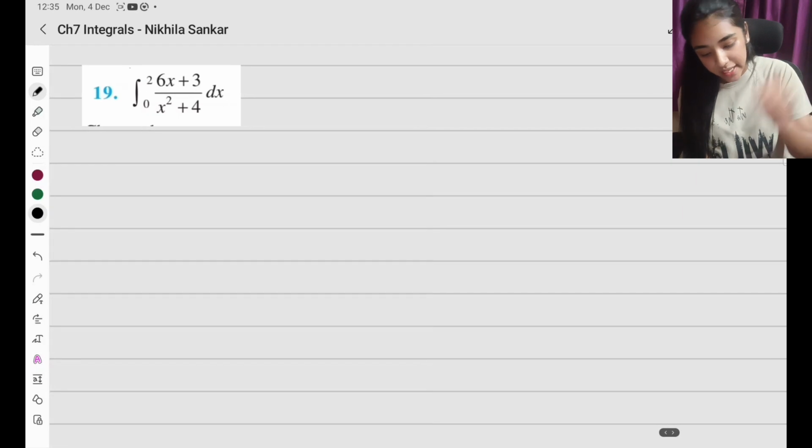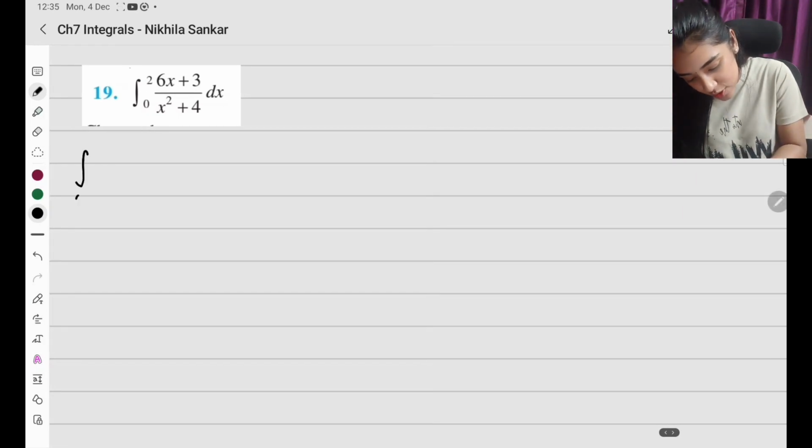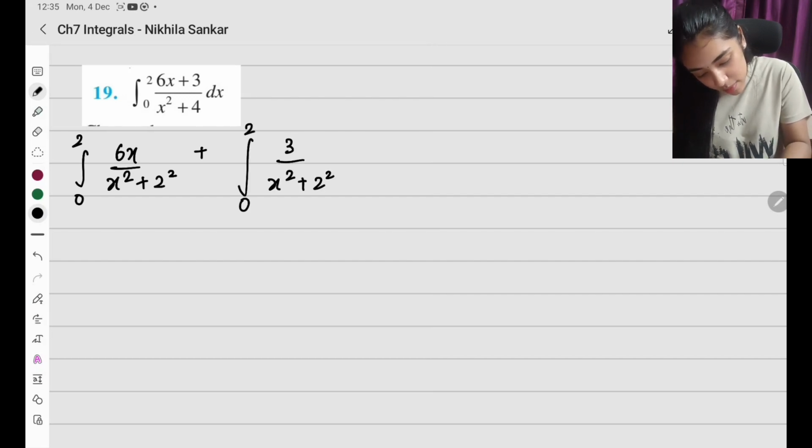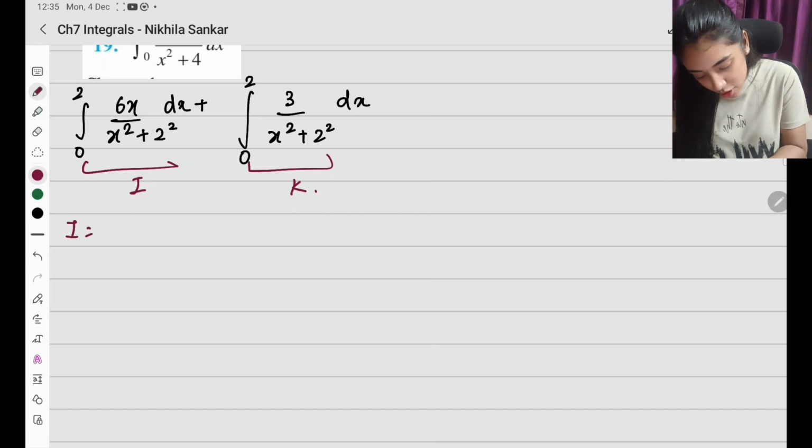Question number 19. I'm going to split the two integrals. So I have integral 0 to 2 of 6x divided by x square plus 4, I can also write it as plus integral 0 to 2 of 3 divided by x square plus 2 square times dx. So this I'm going to take as I and this I'm going to take as k. So how are we going to solve it?